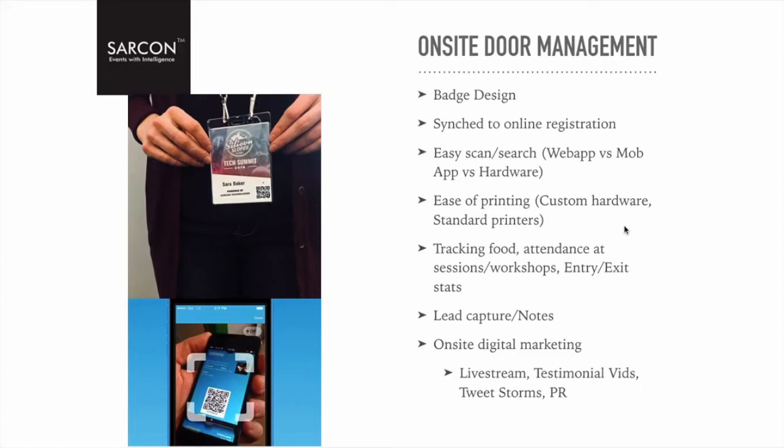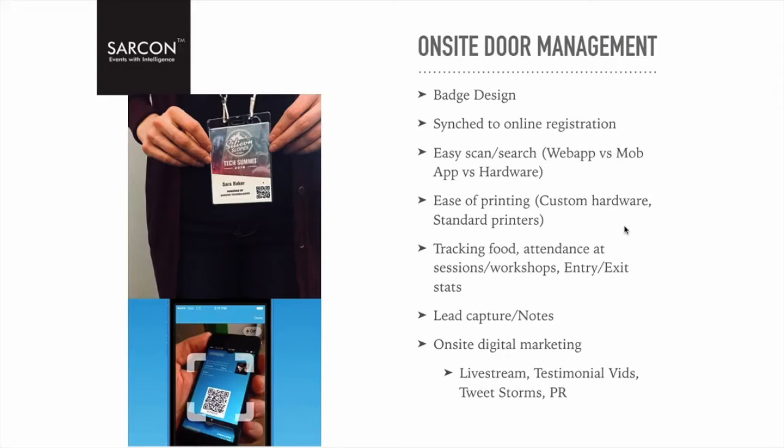Now, this particular system can be used either with custom hardware, that's custom printers for printing badges if you're running a large event, or it can also be used with, say, A4 size printers if you're running a smaller event and you don't want to spend on custom hardware. You'll be able to track food consumption, that's basically your plate consumption, attendance at specific sessions, workshops, and also your entry and exit stats for your attendees.